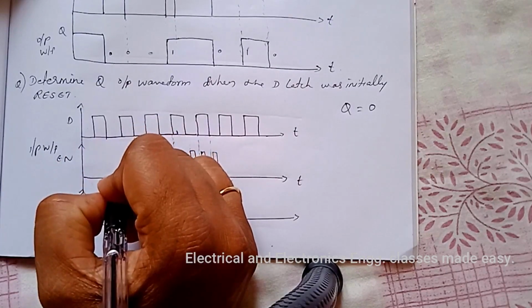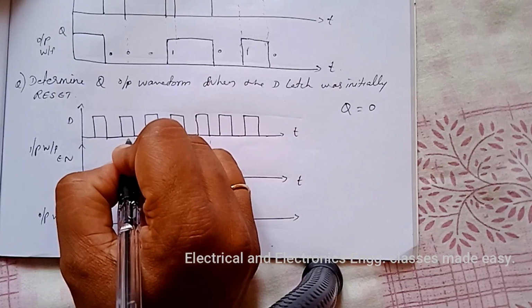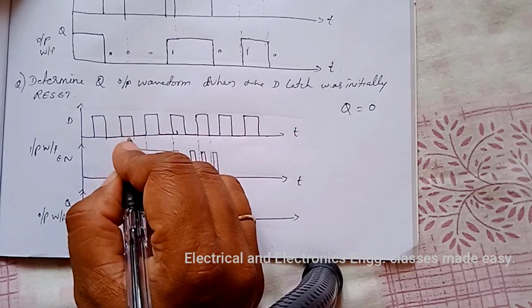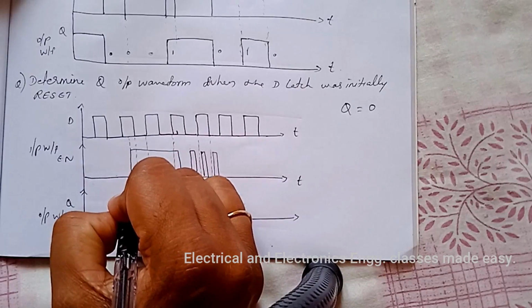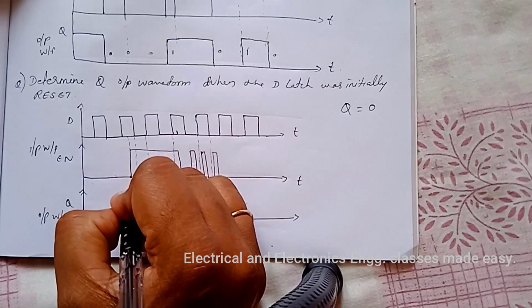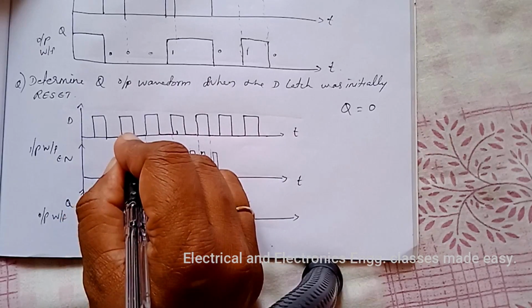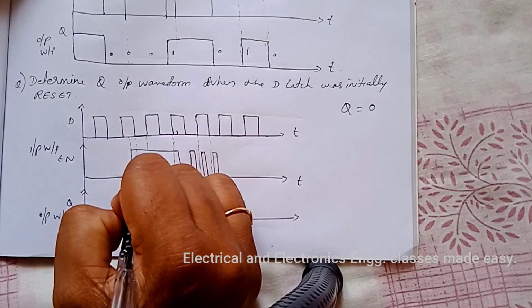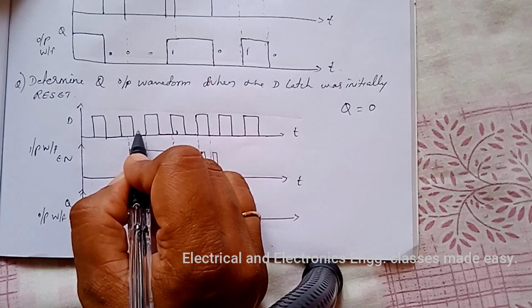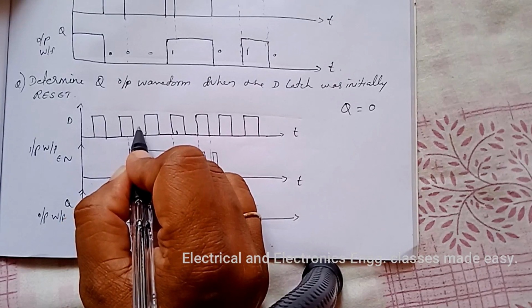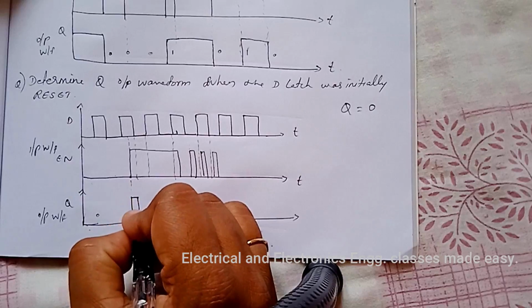And here D is 0, but enable is low. And here D is 1 at this point. So at this point D is 1 and enable is 1. D equal to 1 and enable equal to 1 means the output is high at this point. And at this point also D equal to 1 and enable equal to 1. So here also up to this point it is high. Then here D equal to 0. D equal to 0 and enable is high. That means when D equal to 0 and enable is 1, output is 0. Output is 0 at this point.